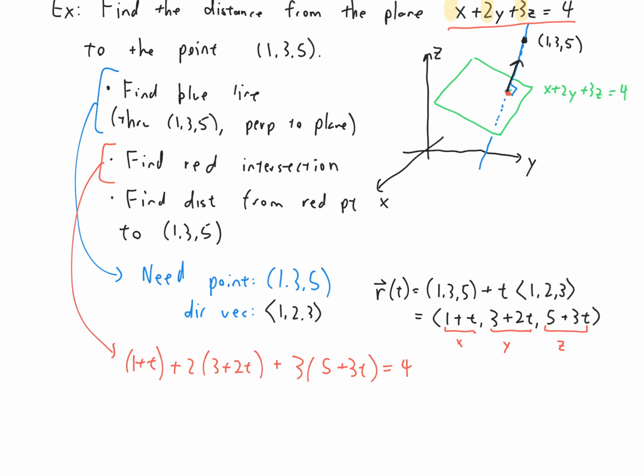Okay, so I'm not going to finish this problem because I want to go on to other things, but I'm going to talk through what you would need to do to finish the problem out. First of all, you'd need to solve for t, and then plug that t back into the parameterization for the line. Then we'd know the coordinates of the red point. And once we know the coordinates for the red point, we can go about doing our last step, which was just to find the distance from the red point to the point 1, 3, 5.